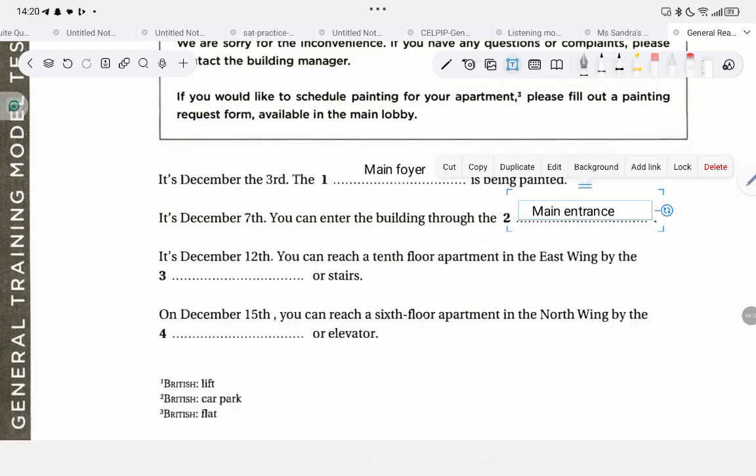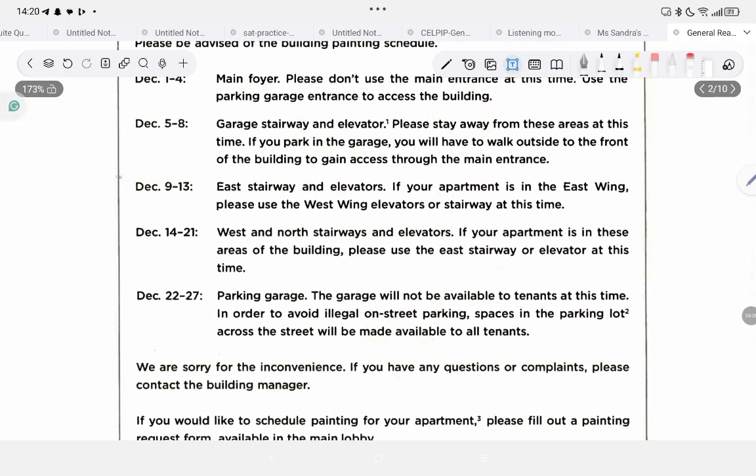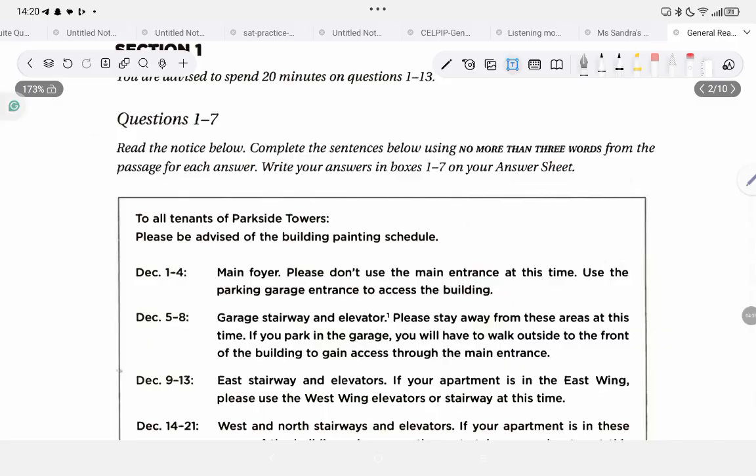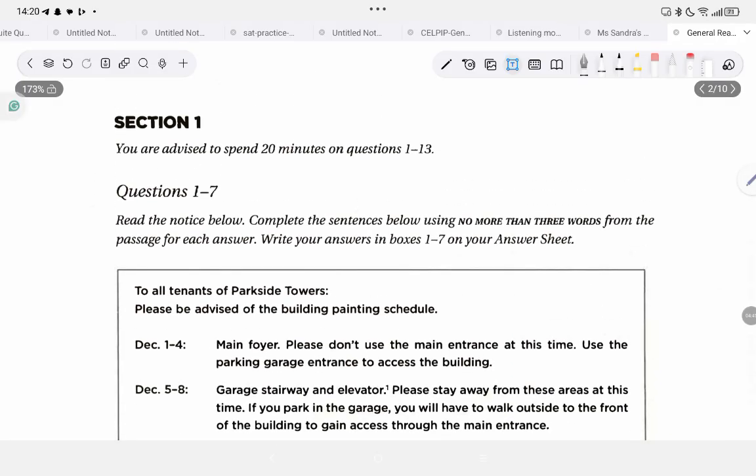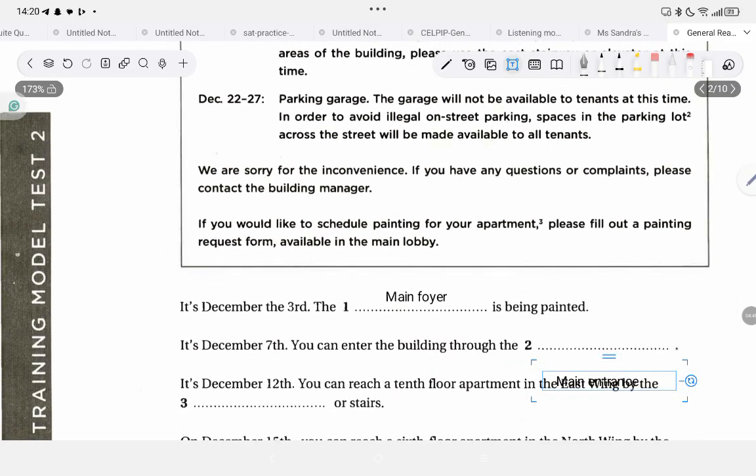Number 3, it's December 12th. You can reach a 10th floor apartment in the east wing by the dash or stairs. So we've already, stairs has been mentioned, which means whatever the answer is cannot be stairs. So December 12th, 10th floor. Let's check. So we're checking December 9th to 13th. East stairway and elevators. If your apartment is in the east wing, please use the west wing elevators or stairway at this time. So since the answer cannot be stairs, the answer will be west wing elevators. Remember, it says using no more than 3 words. So the answer is west wing elevators.